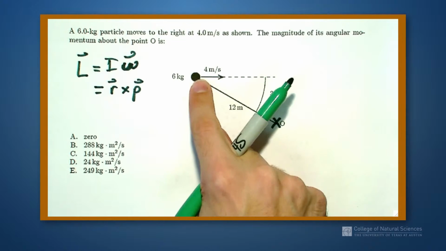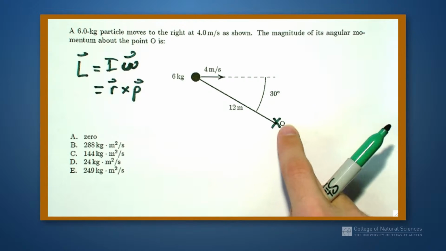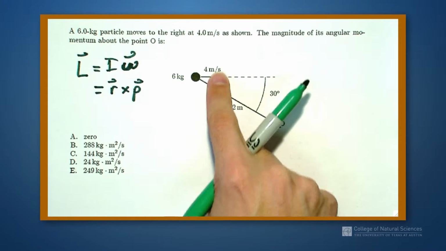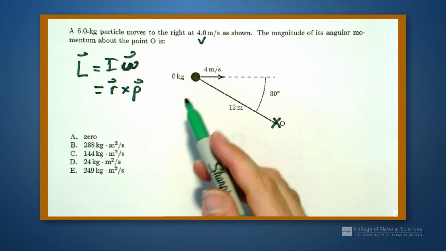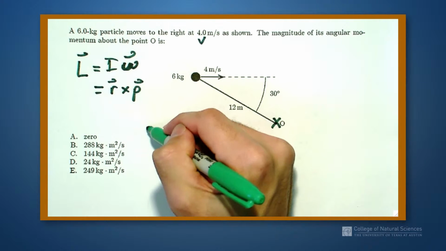So I look at this object. I don't know what its angular velocity is. They give me a regular velocity v. They don't give me an angular velocity. So I think I want to use this second equation.